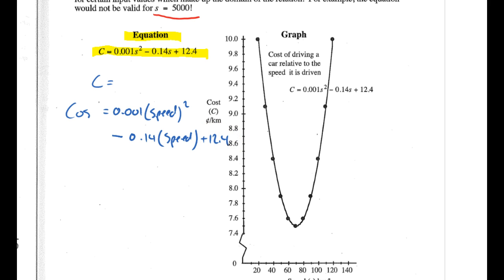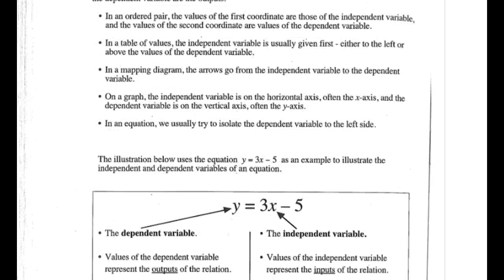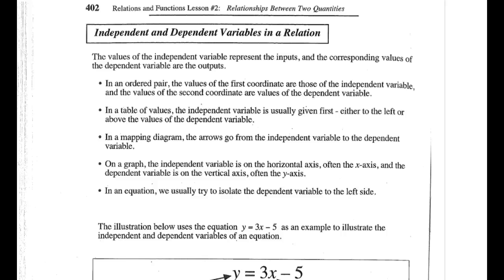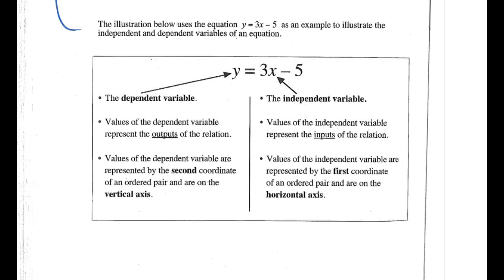So you can pick any speed and input it into the equation here. Again, this is why we call this variable the input, the independent variable. I can input, let's say, 43 kilometers an hour, and I'm going to get the output as the cost. All right, go ahead and read this. I already talked a little bit about this, but the point here is that the independent variable goes on the x-axis and the dependent variable goes on the y-axis. So go ahead and read this on your own, and I'm going to move on to the next little section here.